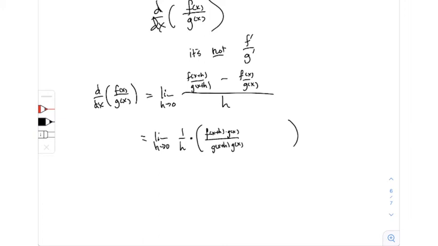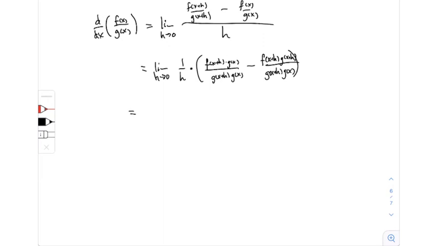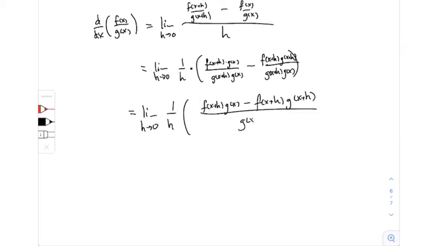I multiplied the top and the bottom by g of x to make the common denominator in the first one, and then minus, this one I multiplied by g of x plus h on the top and the bottom, divided by g of x plus h times g of x. All right? And then you can actually subtract them. It will look like the limit as h goes to 0 of 1 over h, and then on the inside, f of x plus h times g of x, minus f of x times g of x plus h, all over g of x plus h times g of x.